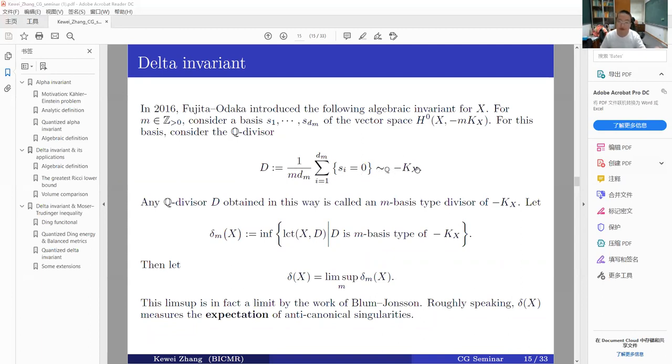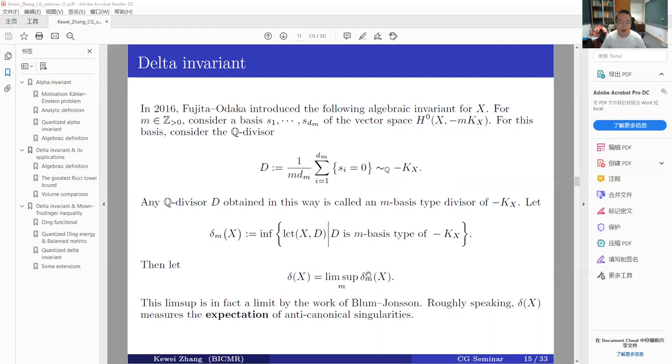I should mention that in this talk, I will mainly focus on the anti-canonical line bundle, but most constructions also work for any ample or big line bundle. Now, any divisor obtained in this way is called an m-basis type divisor. So this is somehow different from the definition of alpha invariant. Alpha invariant just says that you take any section from this vector space and you measure its LCT. But delta invariant is in some sense an average of singularities. So you consider all these basis type divisors and you take the LCT and you take the infimum.